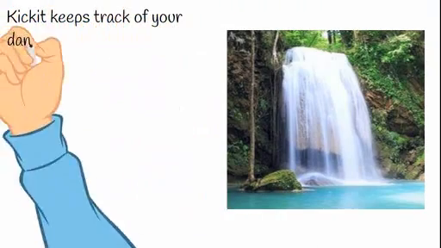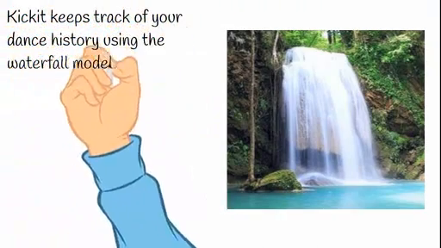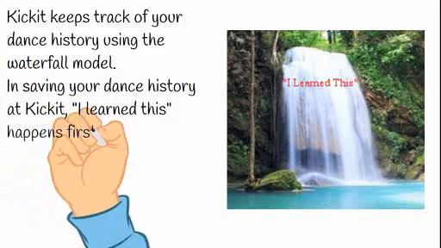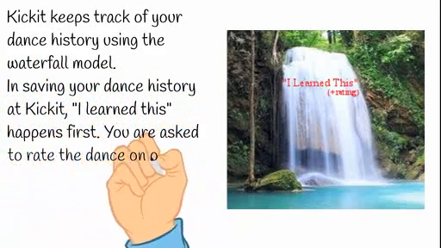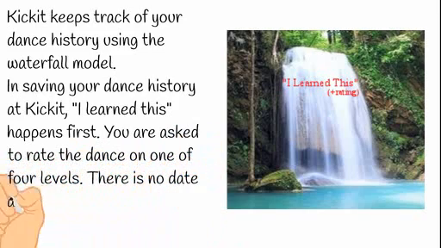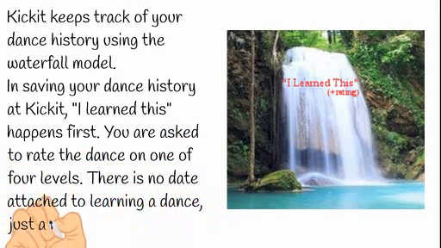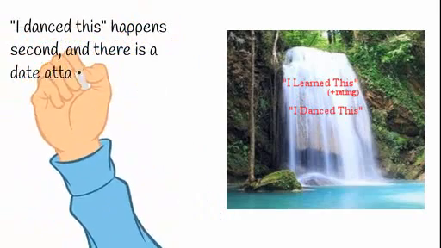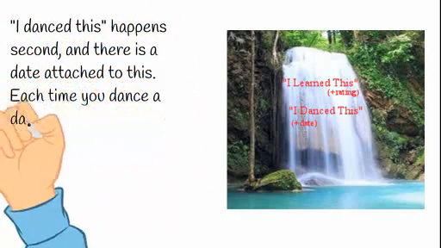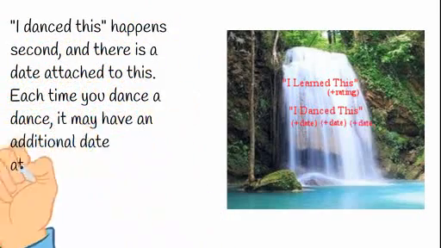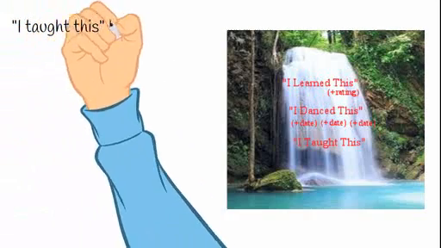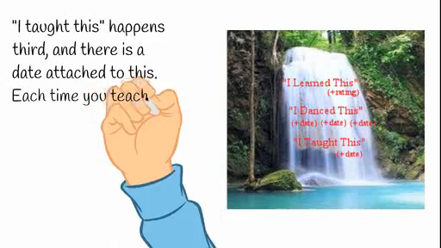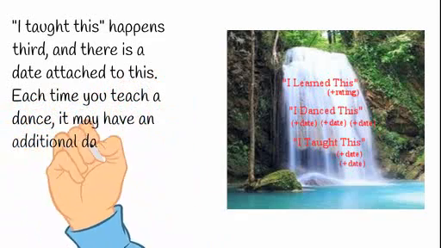Kickit keeps track of your dance history using the waterfall model. In saving your dance history at Kickit, I learned this happens first. You are asked to rate the dance on one of 4 levels. There is no date attached to learning a dance, just a rating. I danced this happens second, and there is a date attached to this. Each time you dance a dance, it may have an additional date attached to it. I taught this happens third, and there's a date attached to this. Each time you teach a dance, it may have an additional date attached to it.